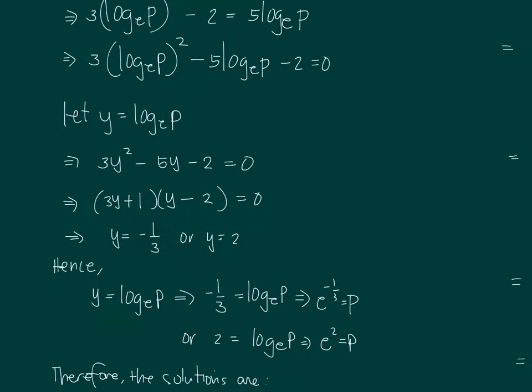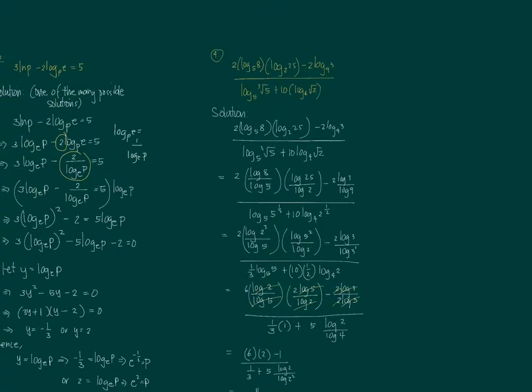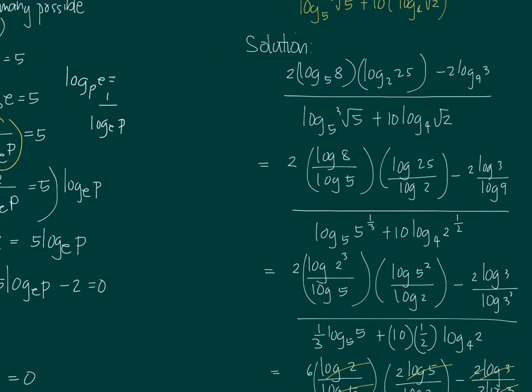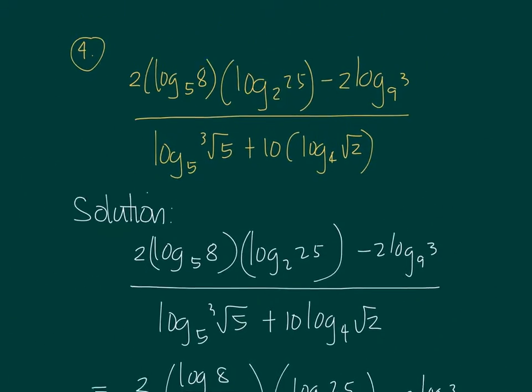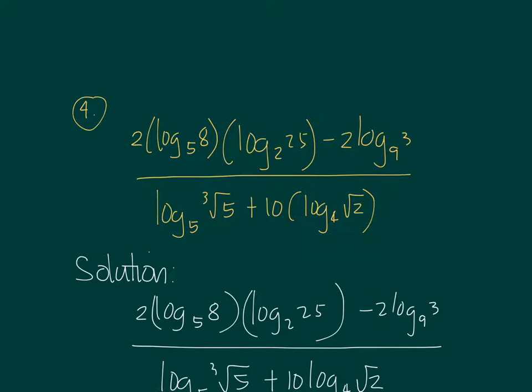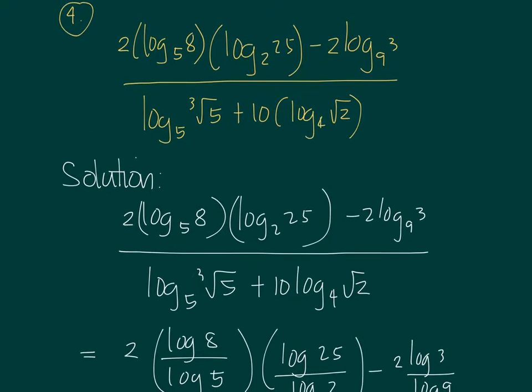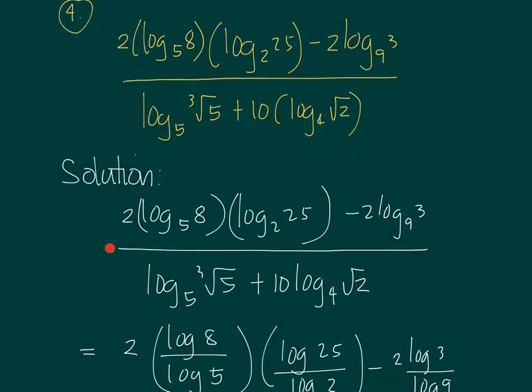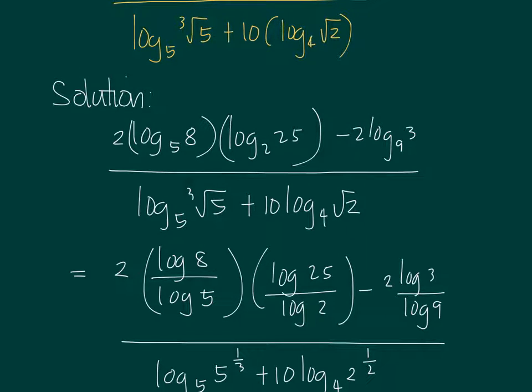Okay, let's continue. Finally, you have this problem in which you have to simplify a lot of logarithmic expressions. But this problem simply relies on your ability to change the base. So let's look at the steps. From here, I want you to observe how this was transformed into log 8 over log 5, which is what we see here.